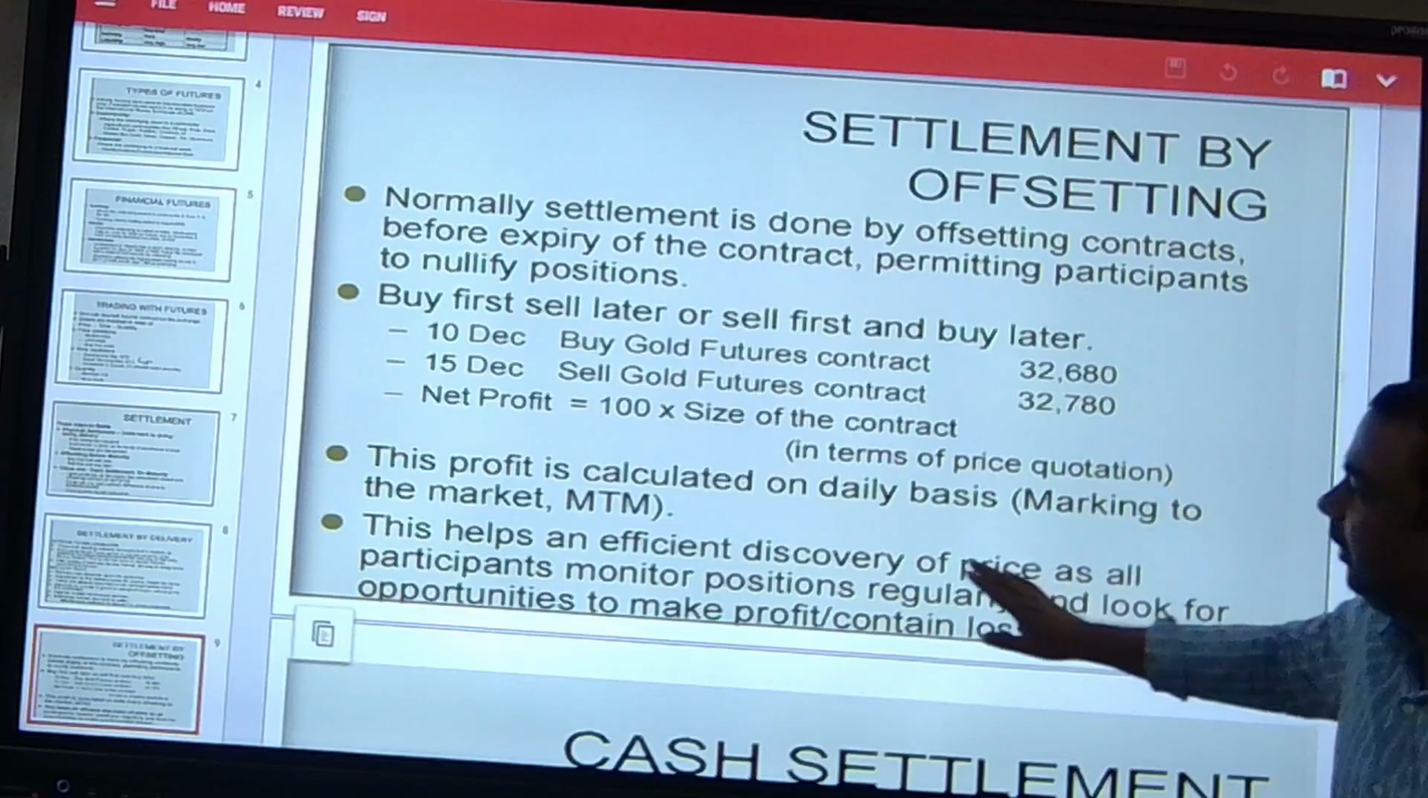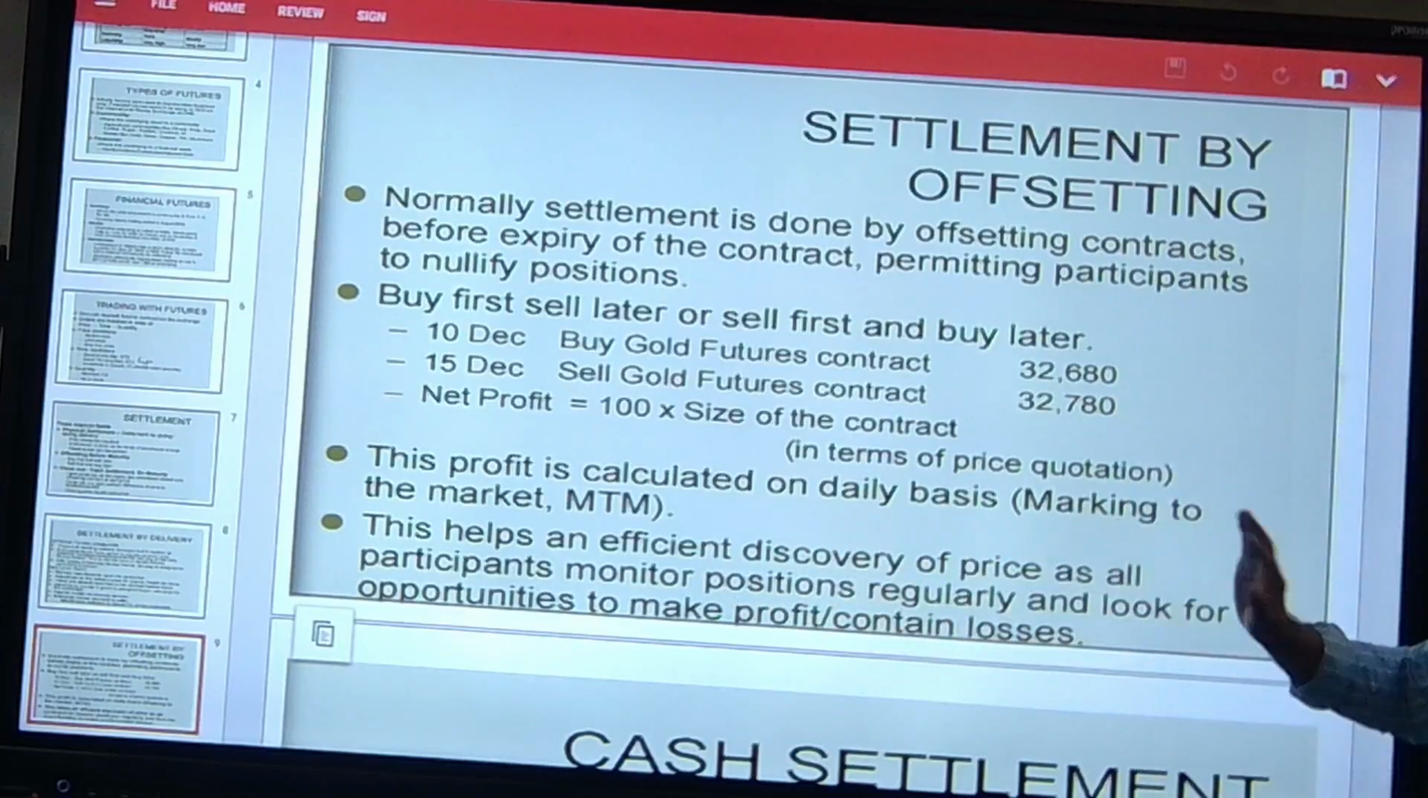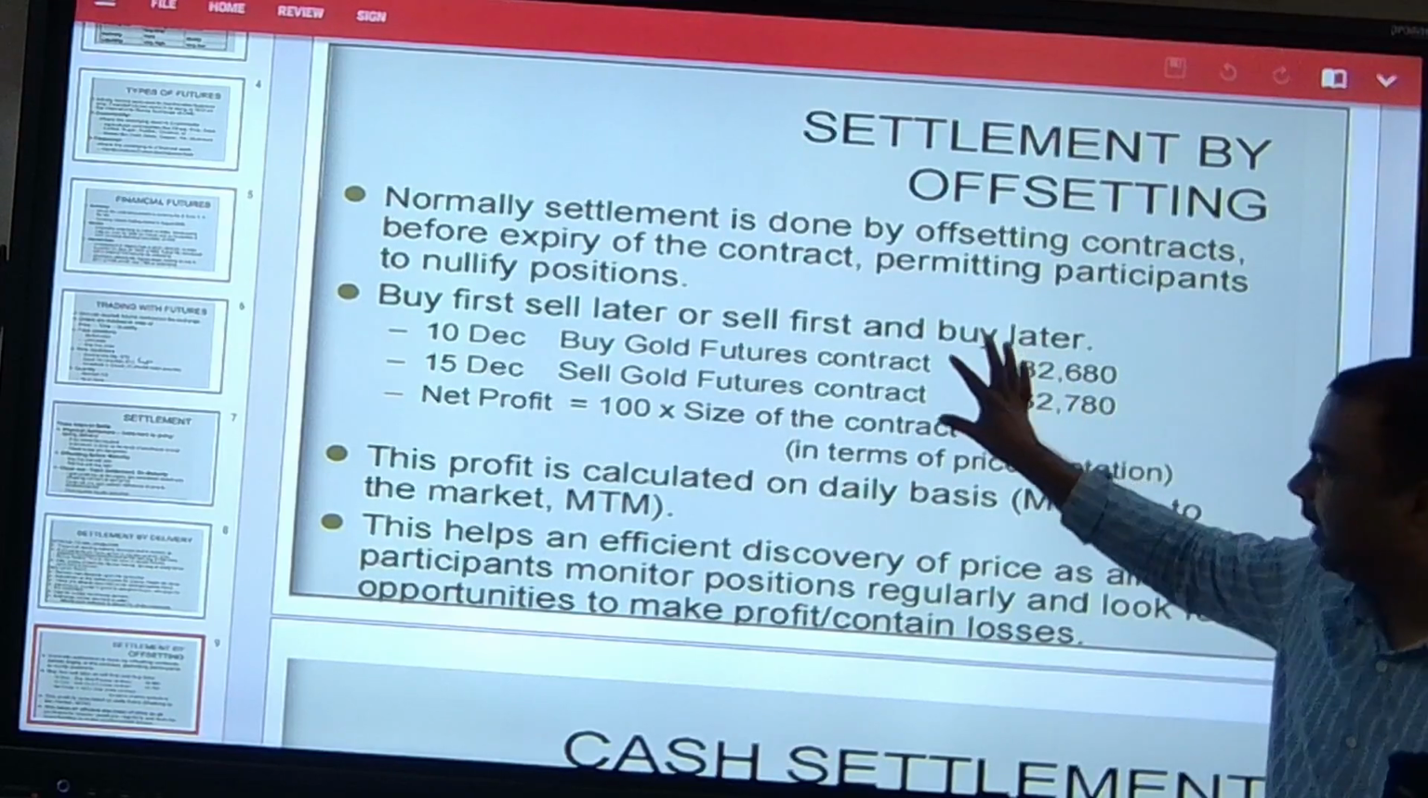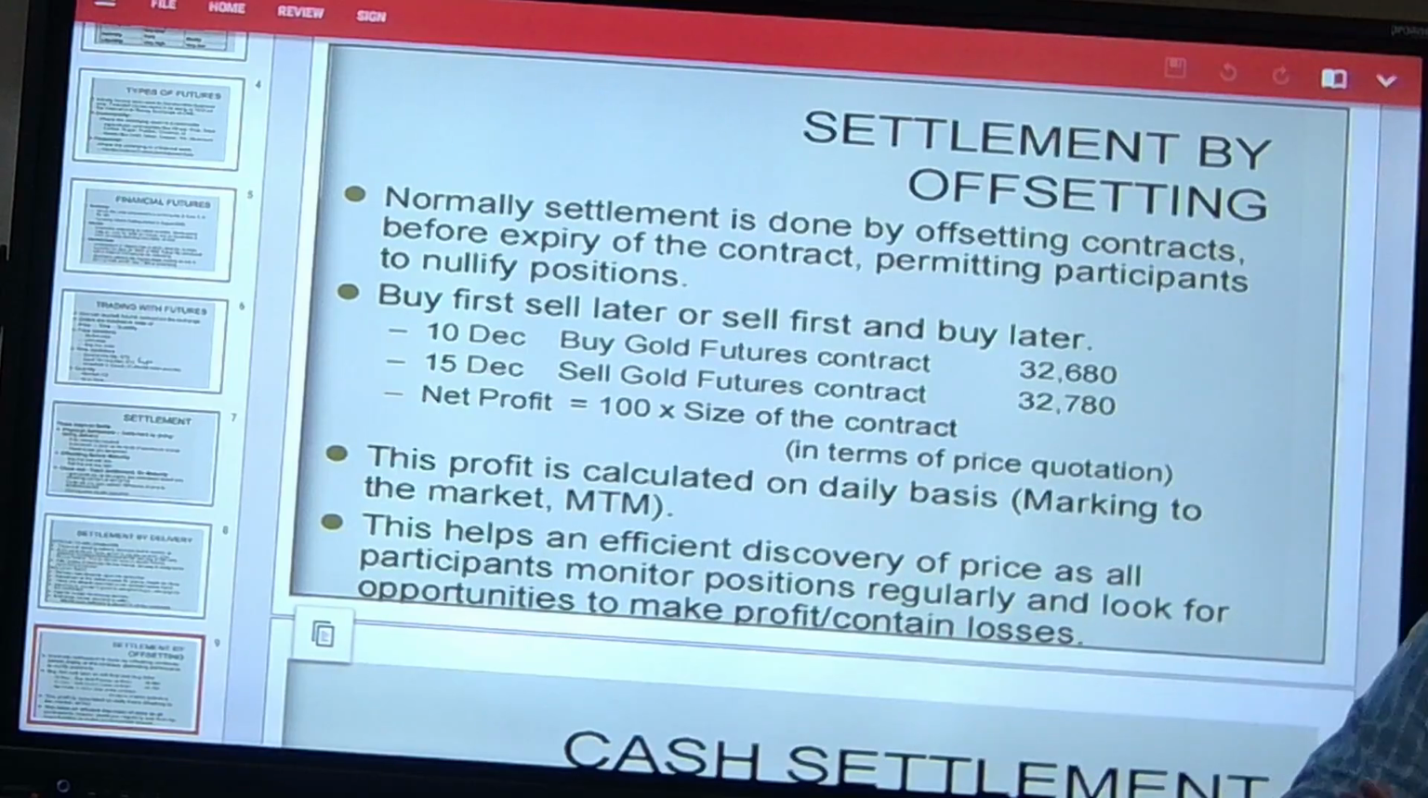Again, this profit is calculated on a daily basis by the exchange. These things happen on a daily basis in futures contracts only. That is known as mark to market. डेली बेसिस पे ये चीज़ होता है, ठीक है. तो यू नो ऑन डेली बेसिस what is your profit or loss. Your contract is going in profit or going in losses.